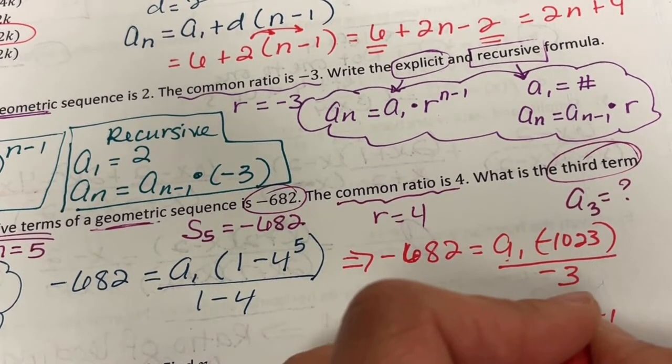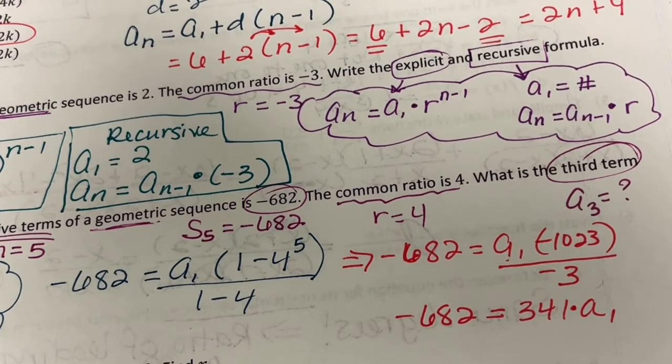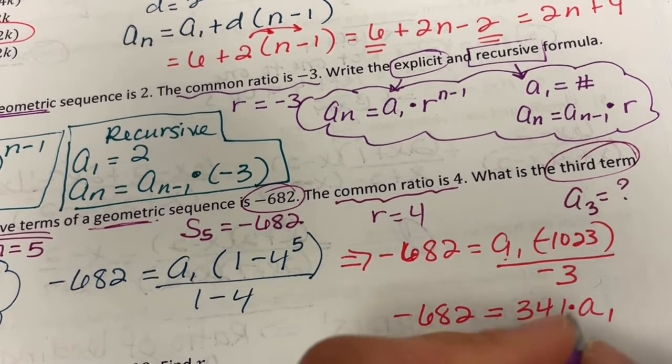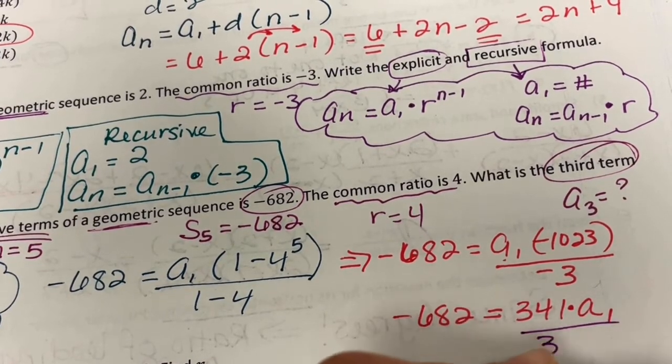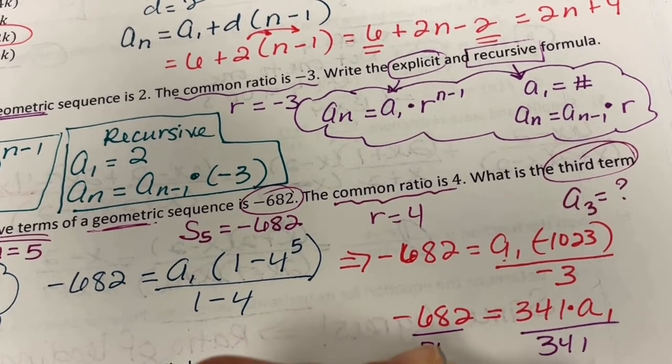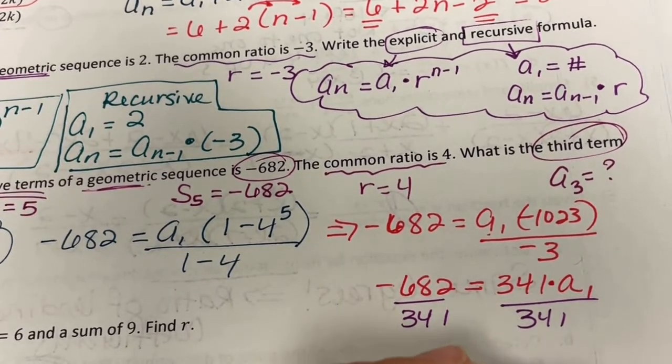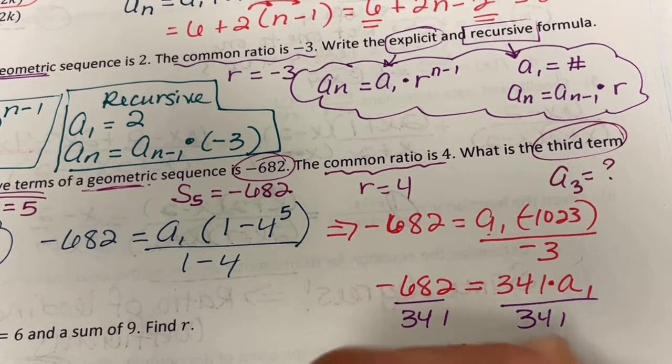You could just write it as 341 A1. Or maybe even put the dot there so that you can tell the difference between the letter and the number, because things might start looking the same. And then to solve for A1, we have to divide both sides by 341. Negative 682 divided by 341 is negative 2, so my first term is negative 2.